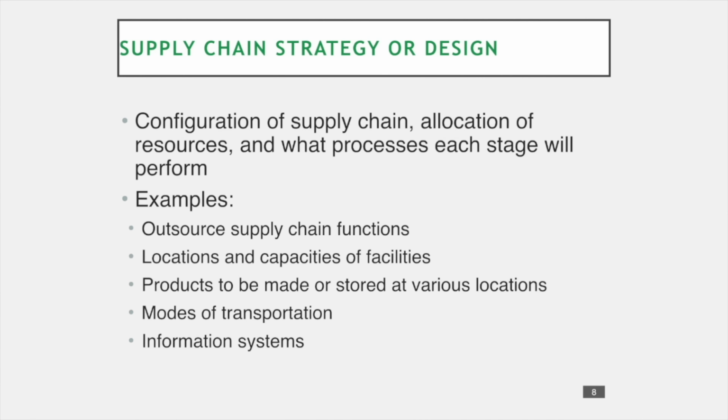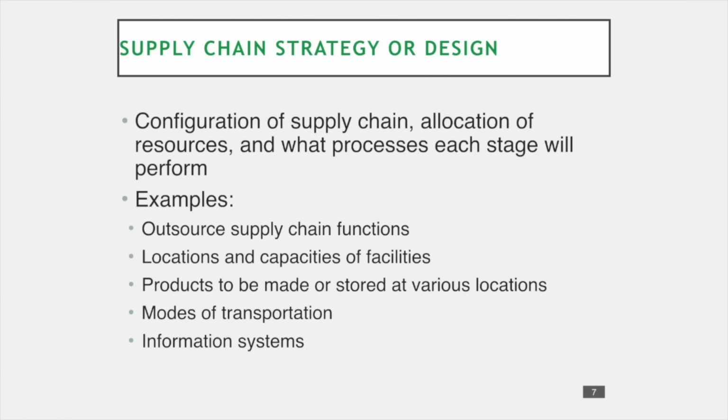If you look at the first one, here companies or businesses look at how the supply chain should be configured and how resources will be allocated and what processes each stage will perform. Some examples of typical decisions at this phase are whether to outsource supply chain functions or whether to do it in-house. Decisions involving location and capacities of the facility. Obviously it will depend on how much demand may exist for this product.